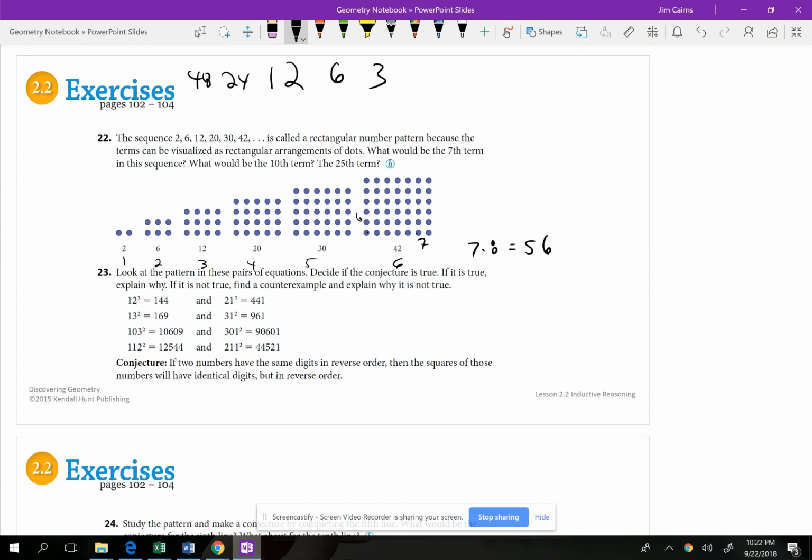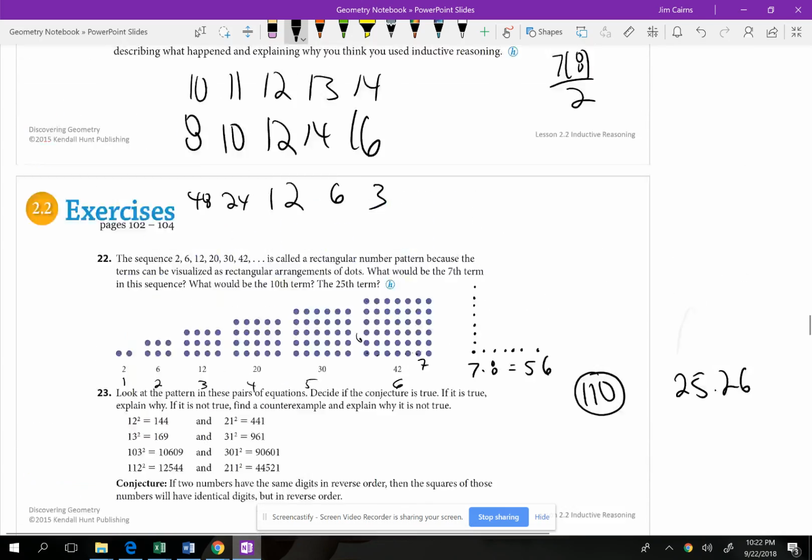So you'd have 56 dots with 7 columns, 1, 2, 3, 4, 5, 6, 7, and then 8 rows, all those filled in. The 10th term would be 10 times 11, which is 110. The 25th term would be 25 times 26. And then 23.